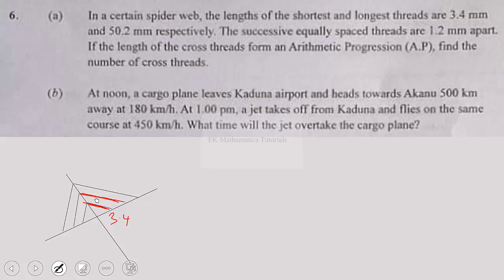So it means this length will be 4.6. Then this one, the constant difference is also added. 1.2 is added to 4.6 to get 5.8 in that order. So we got the last length, which is 50.2. So we are being asked to find the number of threads.